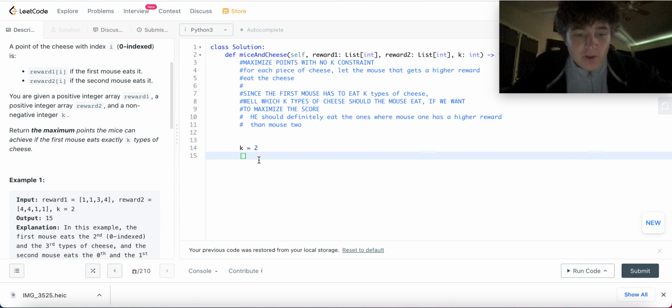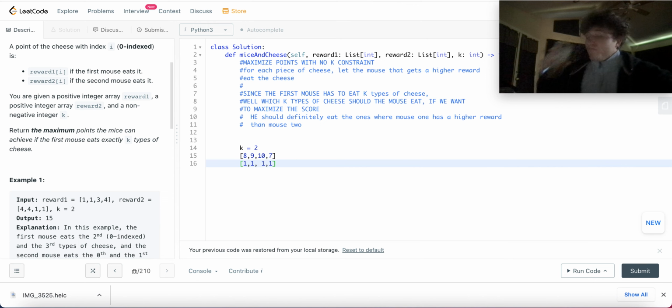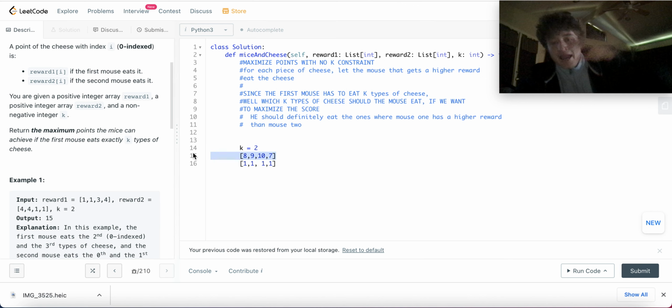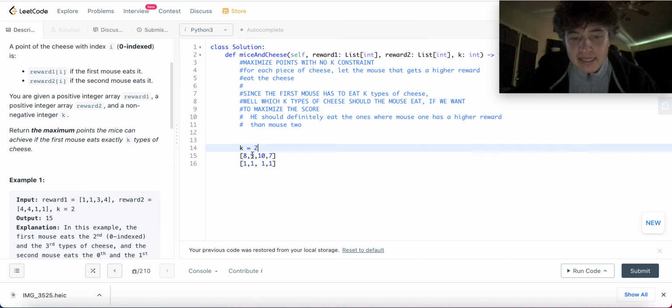Say mouse one had 4, 4, 4, 4, or say 8, 9, 10, and 7, and mouse two only got 1 point from each of these. Mouse two is a real snob, doesn't like anything to eat, a very picky eater. If we could just choose anything, we would let mouse one eat everything because mouse one is going to maximize our reward. But mouse two can only eat two pieces of cheese, right? But for all of these pieces of cheese, mouse one gets more.